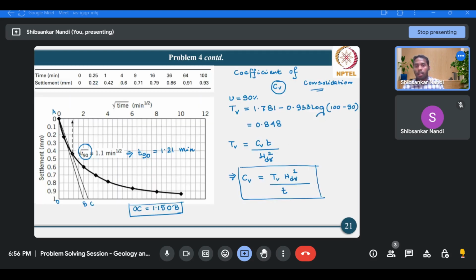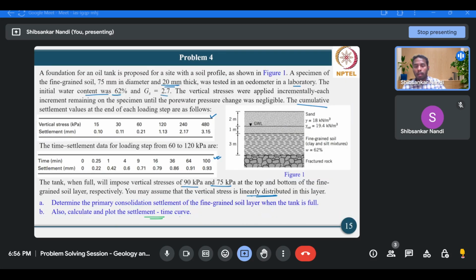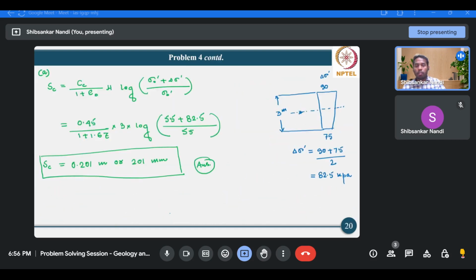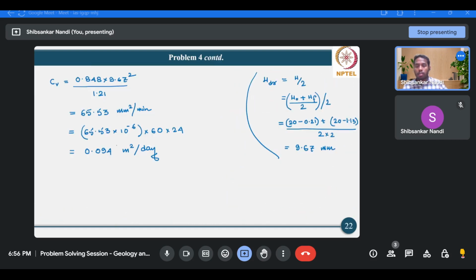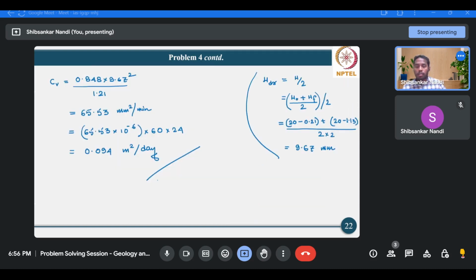So this is the Cv value for the given soil. Now we will have to plot the time-settlement curve, so we'll first establish the relationship. This is what we have done so far, and this is for the lab condition. Now we are concerned about the field condition.